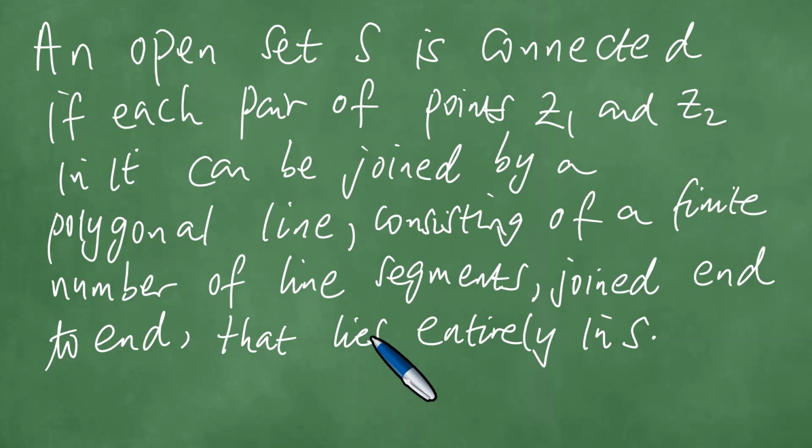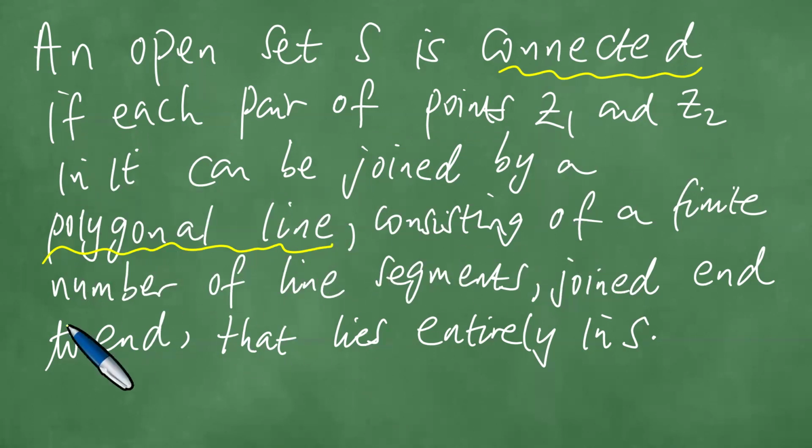Okay, so we shall look at an example of this. What are we describing here? We're describing what we call a set that is connected, and the notion of a polygonal line comes to the surface. An open set S is connected if each pair of points Z1 and Z2 in it can be joined by a polygonal line consisting of a finite number of line segments joined end to end that lies entirely in S. Then that set is said to be connected. And we shall be looking at connected sets here and domains and so on.